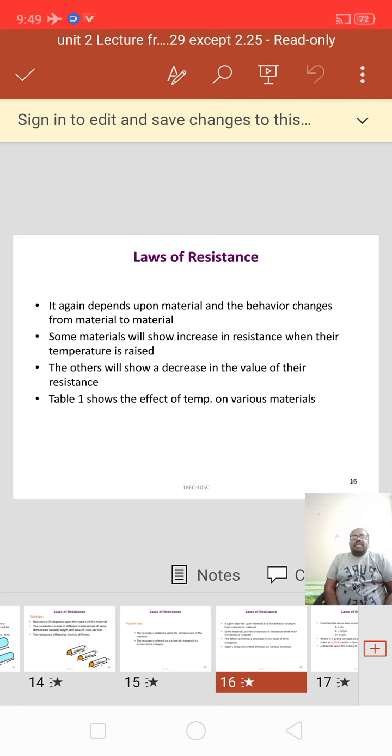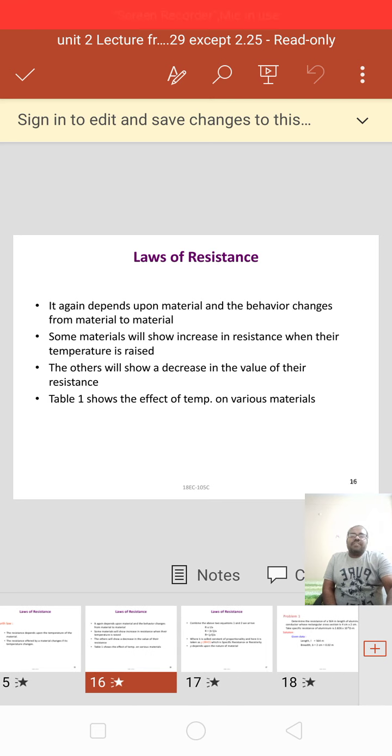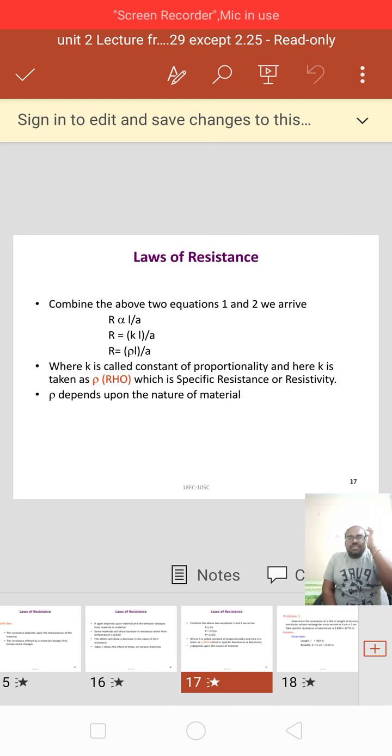Okay, next, it again depends upon the material and the behavior changes from material to material. Some materials will show an increase in resistance when their temperature is raised. The others will show a decrease in the value of their resistance. Table 1 shows the effect of temperature on various materials.